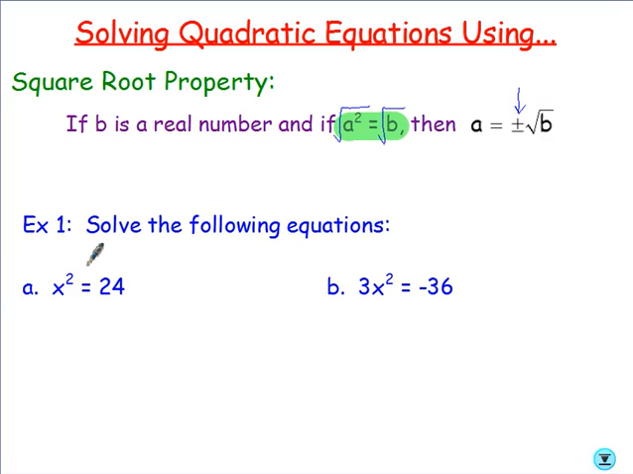This looks exactly like this property. Instead of a squared, it's x squared, and b is 24. So if I want x by itself, I am going to start by taking the square root of both sides. Well, the square root and the square are going to cancel. On the left side, all we have left is x. The right side, however, we need to work with the way we worked with them before.